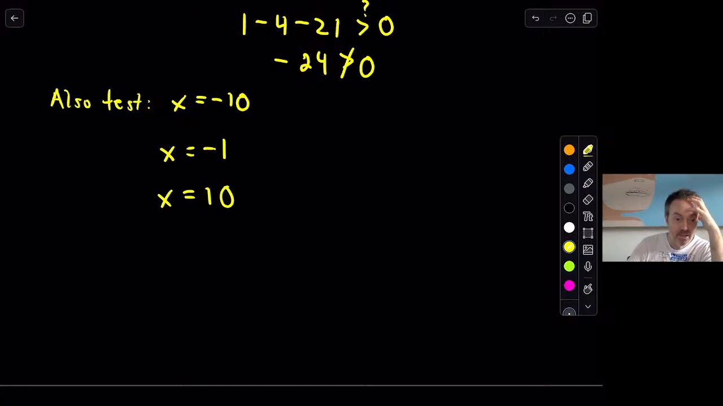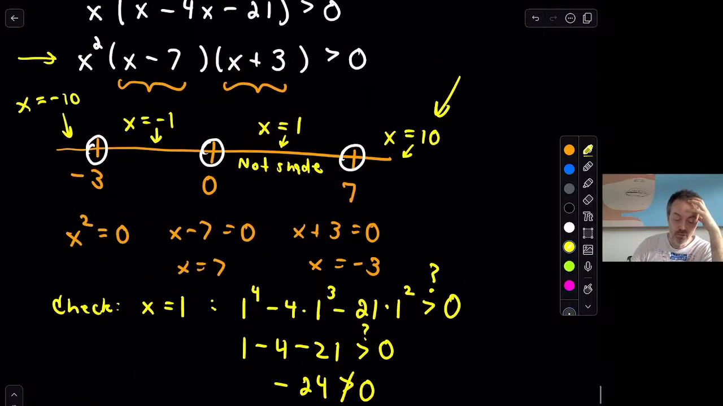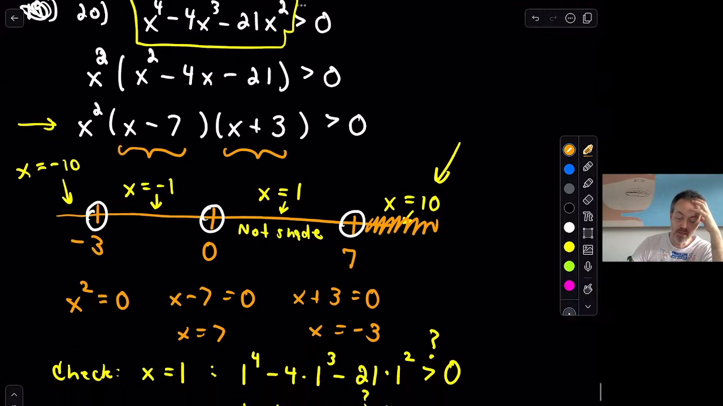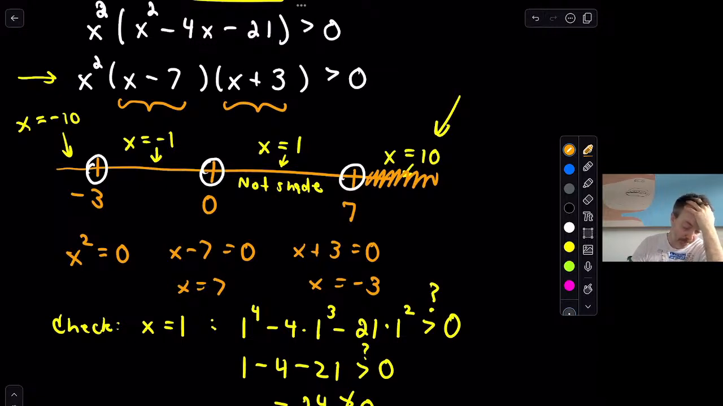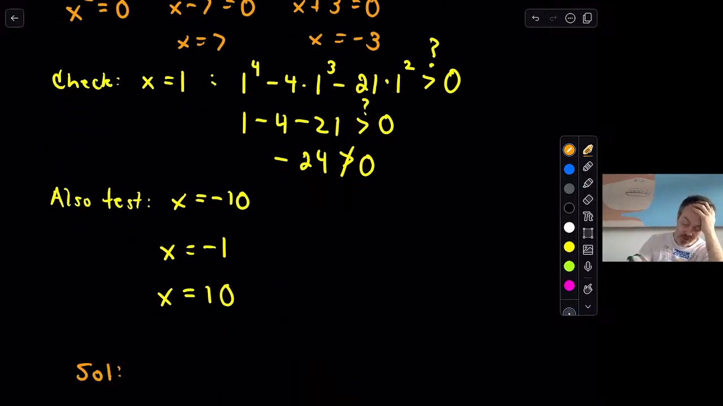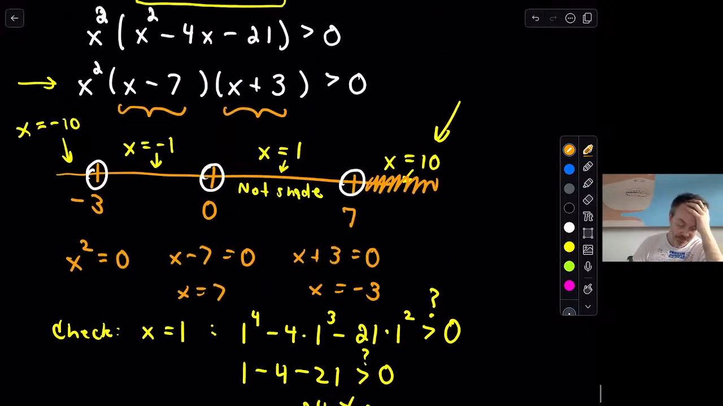Greater than 7 is true. Okay, that sounds good. So Rosalind says that one works, and that one absolutely makes sense to me. So I know that that's going to be part of my solution set. So I don't know all of it, but I know from 10 to infinity is going to work. So I know that 10 to infinity is going to work.